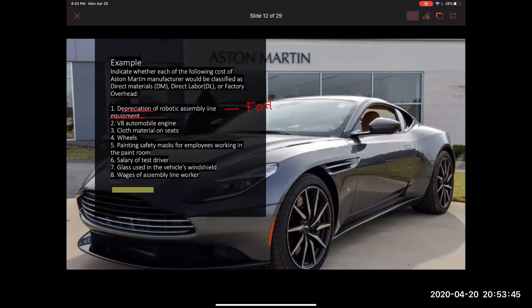Number 2, the V8 automobile engine. Hopefully you said that this was a direct material. Without the engine, come on now, let's be real, right? It's costly, it's significant enough of a cost. All right, the cloth materials on the seats, I'm going to go with a direct material. The wheels, again, that one's direct material.